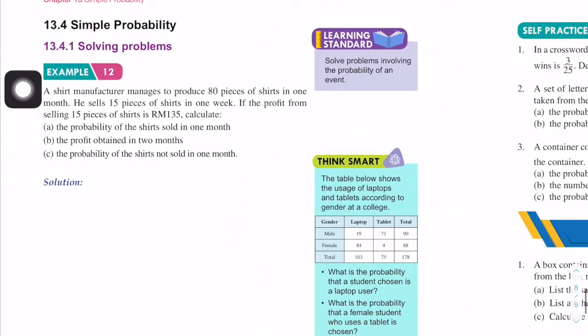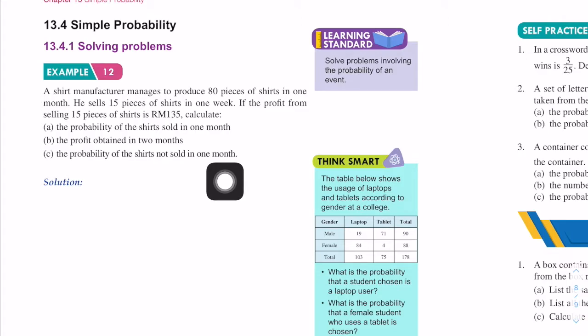So example 12. A shirt manufacturer managed to produce 80 pieces of shirt in 1 month. He sells 15 pieces of shirt in 1 week. If the profit from selling 15 pieces of shirt is 135 ringgit, calculate A, the probability of the shirt sold in 1 month. B, the profit obtained in 2 months. C, the probability of the shirt not sold in 1 month.